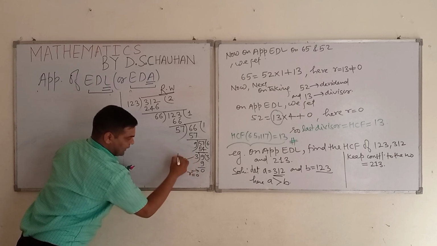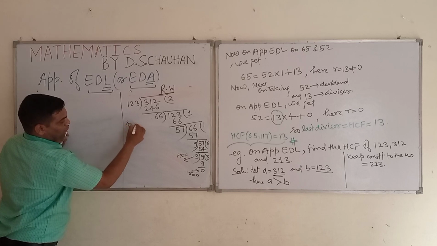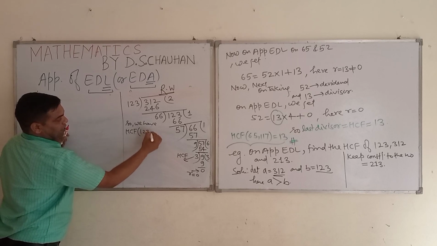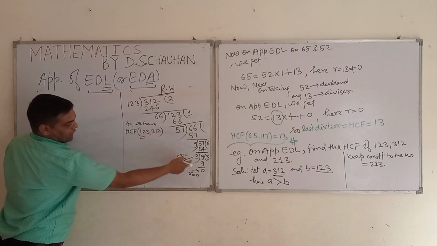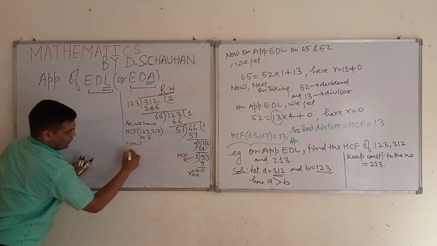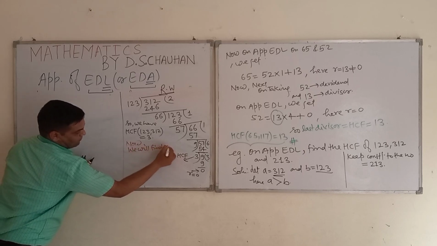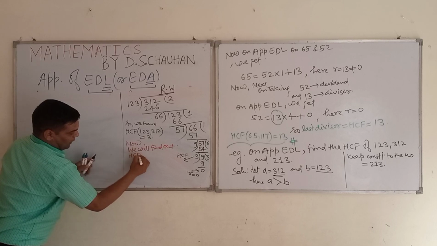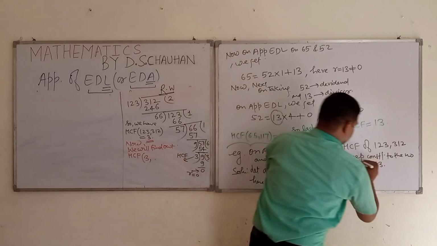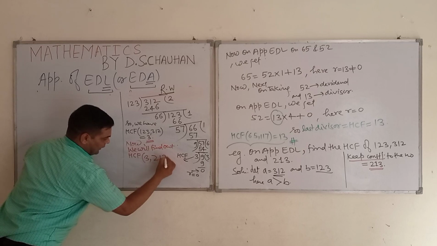So the last divisor will be the HCF. So in this way, we have the HCF of 123 and 312. It is here 3. Now students, we will find out the HCF of this result 3 and the remaining number. This is the remaining number, it is 213.